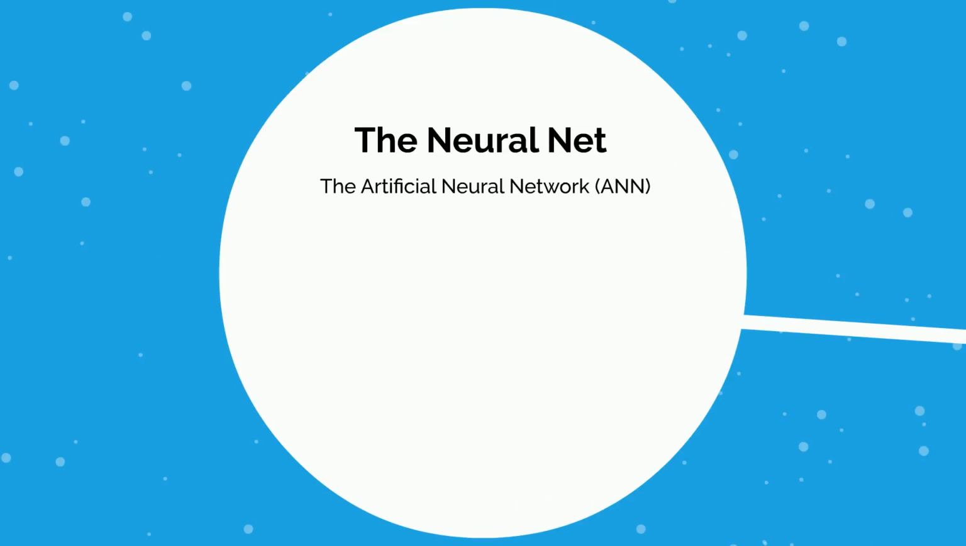So what is the neural net, or more properly called the artificial neural network? The neural network is essentially a computing system made up of a number of simple, highly interconnected processing elements which process information by their dynamic state response to external inputs. This is a quote from Dr. Robert Hecht-Nielsen, who was the maker of one of the first neural computers. So he has an understanding of what they are, but let's cover some of the basics.